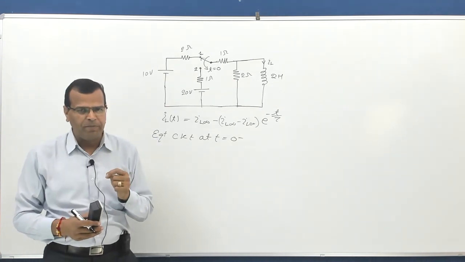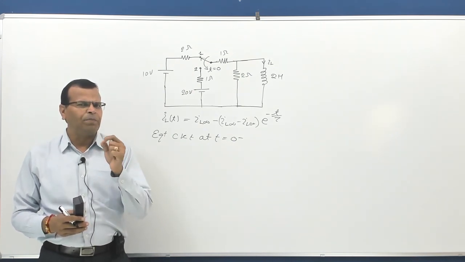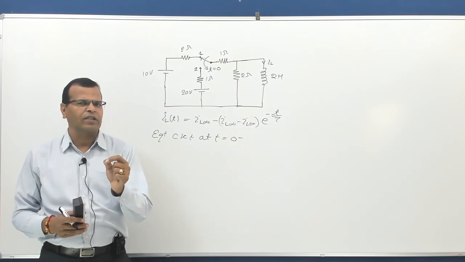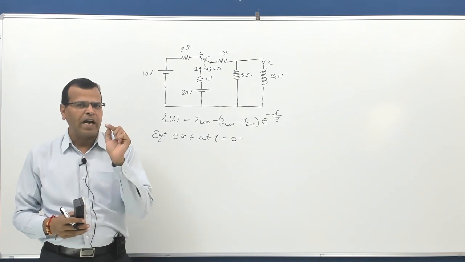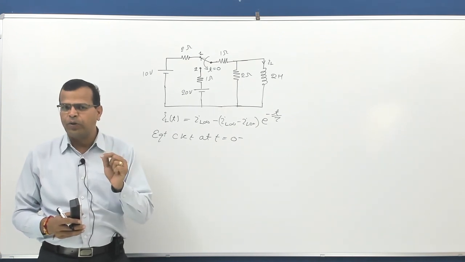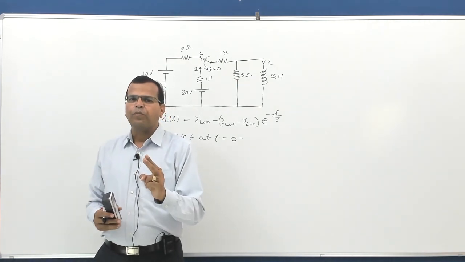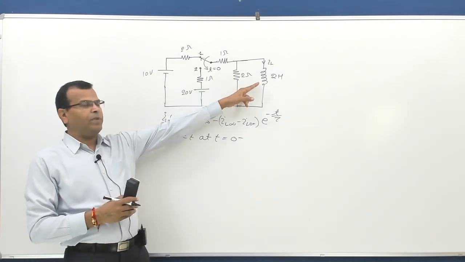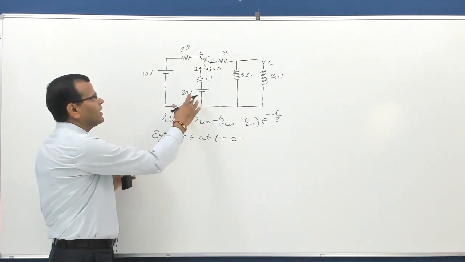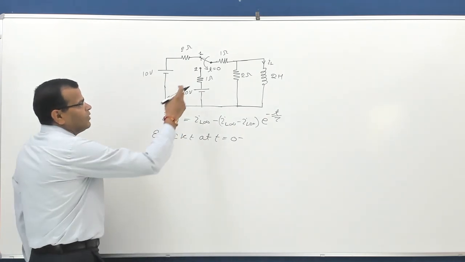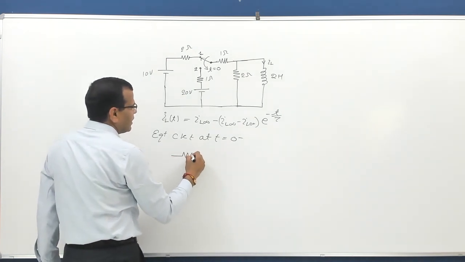Now, there are certain points to be remembered here. When the circuit is under steady state operation, the inductor behaves like a short circuit. So, there are two instants when the circuit is under steady state operation, at t equal to 0 minus and at t equal to infinity. At these two instants, this inductor will behave like a short circuit. So, when you draw the equivalent circuit for t equal to 0 minus, you can see the switch is at terminal 1. So, I will draw the equivalent circuit like this.